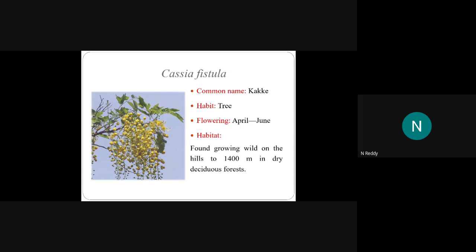And Cassia fistula, this is also a tree, yields a large number of flowers, flowering in April to June, and it is grown wild on hills up to 1,400 meters in dry deciduous forests. I think it must be found in Himalayan regions as well.